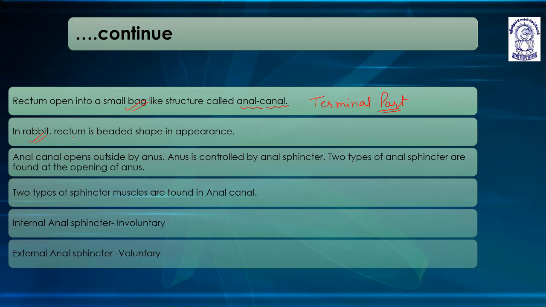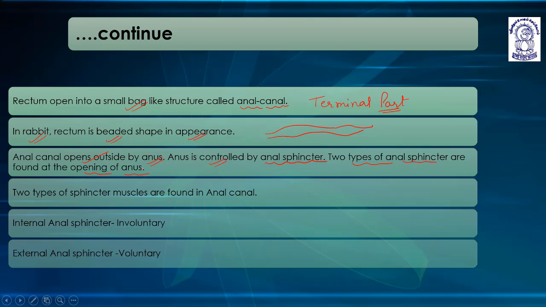In rabbit, the rectum is beaded in appearance. The anal canal opens outside by the anus. The anus is controlled by the anal sphincter. The opening and closing of the anus is controlled by the anal sphincter. Two types of anal sphincter are found at the opening of the anus.